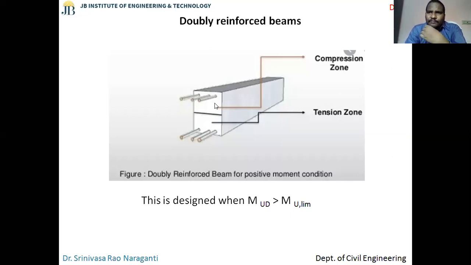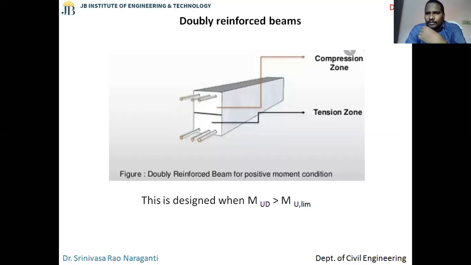Now let's see what are the conditions when we go for doubly reinforced beams. Mathematically, we find the ultimate design moment for a given load and support condition. Then we find the moment of resistance of a balanced section and compare both. If the design moment is less than that of a balanced section, we go for singly reinforced beams. But if the design moment is more than that of a balanced section, then we go for doubly reinforced beams.